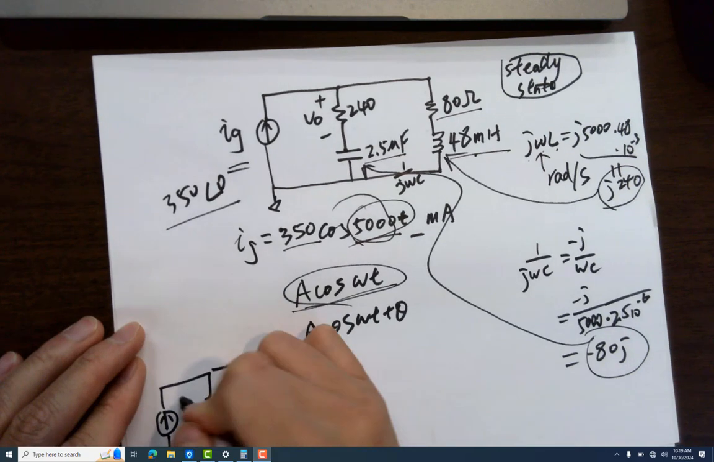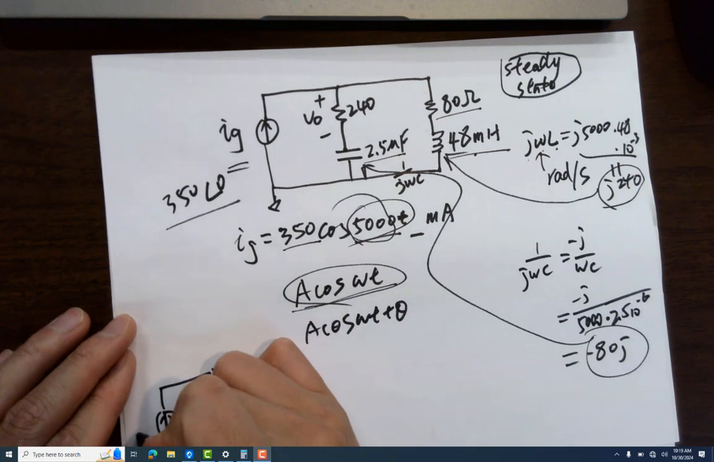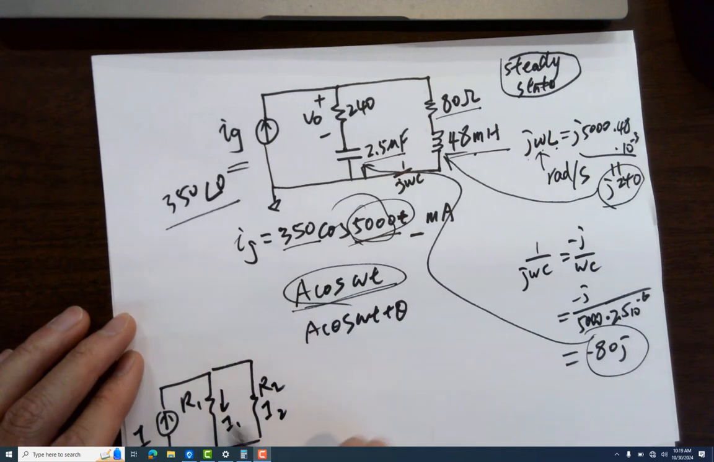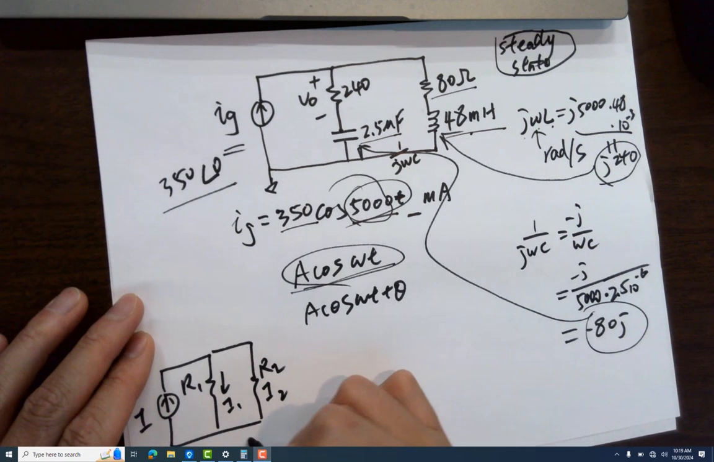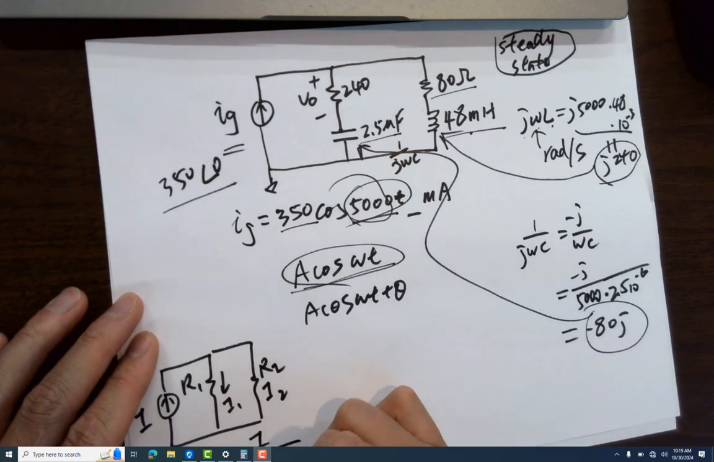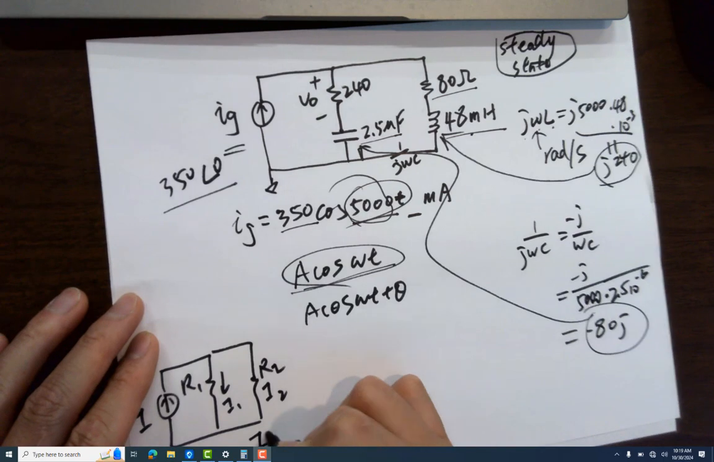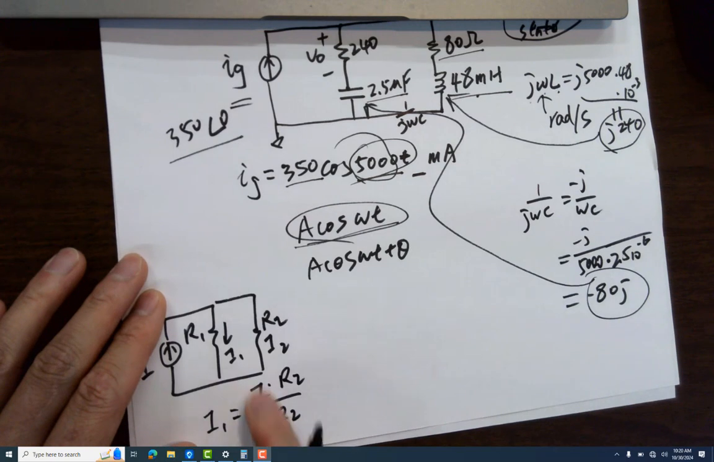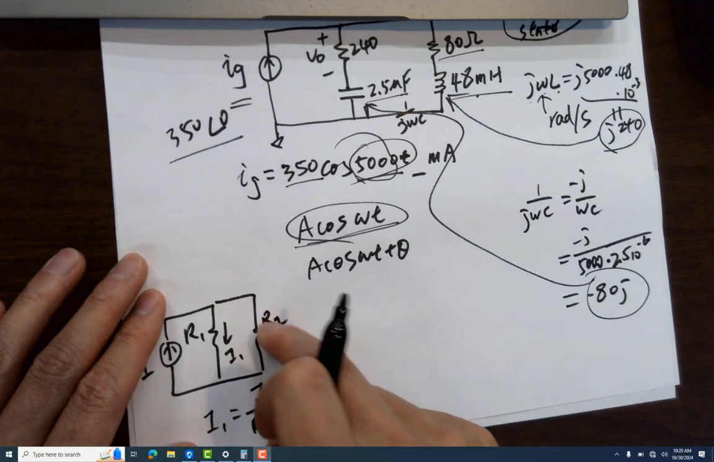If you forget it, refer to the previously recorded videos. R1, R2, I1, I2. So what is I1? I1 is I divided by R1 plus R2, times R2. So the I1 here will be I divided by the summation of the two resistors, times the other resistor.